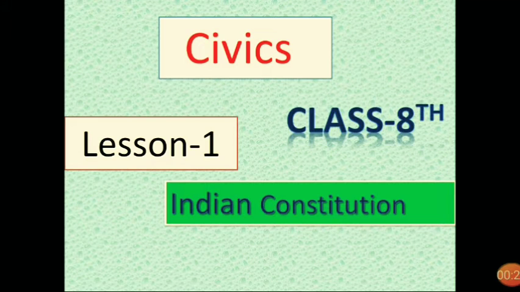Before going to discuss about Indian Constitution, we must know India has the largest written constitution in the world, which contains 448 articles, 22 chapters, and 12 schedules. It is the longest written in the world because everything has been written in detail.